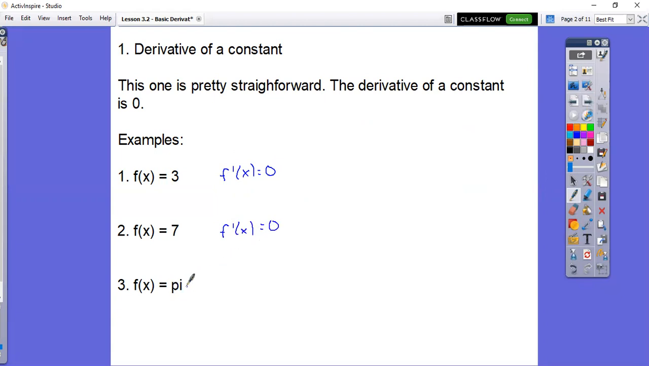This one sometimes throws people off when they see pi written out. Remember, pi is also just a constant, 3.14 and a whole bunch of other digits. So f prime of x of pi is still equal to 0. So anytime you're taking the derivative of a constant, you get 0.